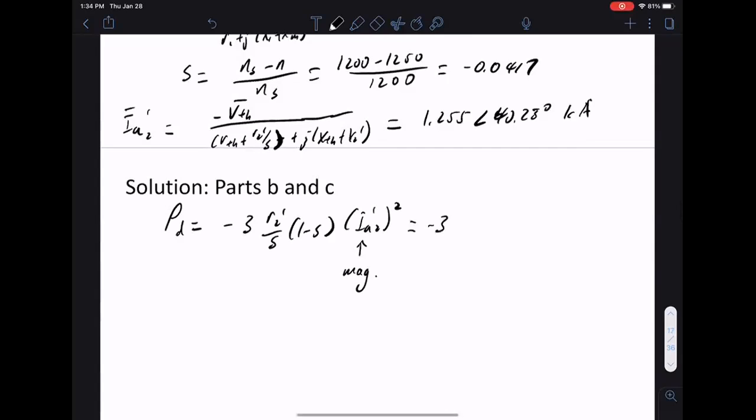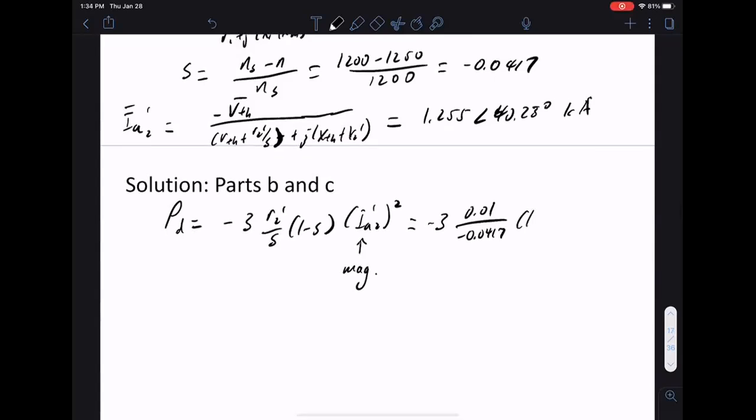So minus 3 times 0.1 times (1 minus 0.417), right, so the slope is negative, squared. And altogether that gives you 1.18 megawatt. Okay, right. So just remember that this IA squared is a magnitude squared.